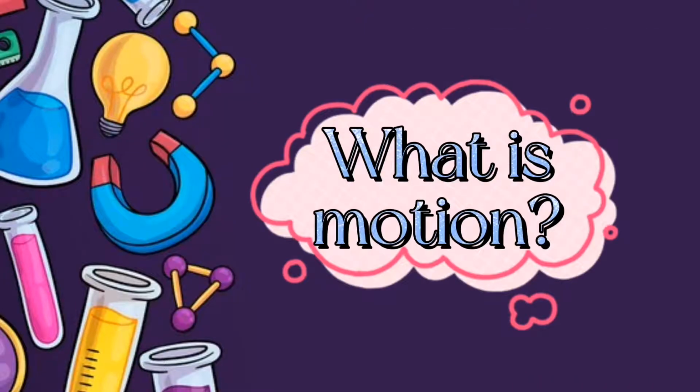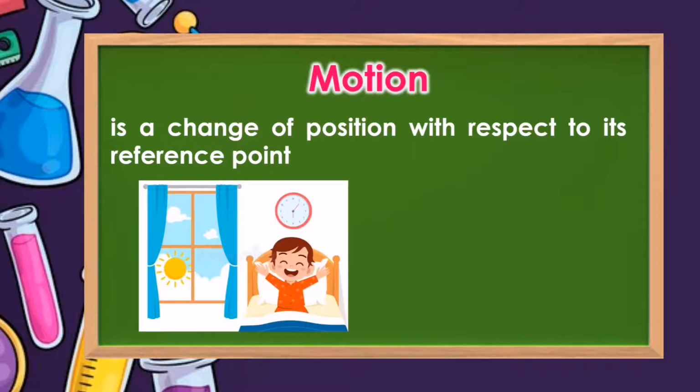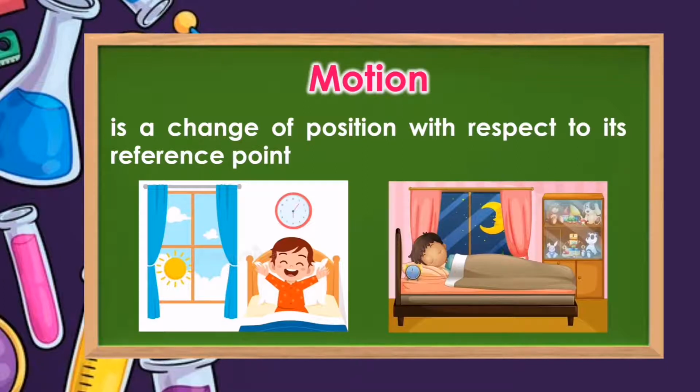What is motion? It seems that everything is moving. By definition, motion is a change in position with respect to its reference point. From the time you wake up until you go to sleep, all our activities involve movement. We have to move in order to complete our tasks. Motion will always be a part of our daily life.